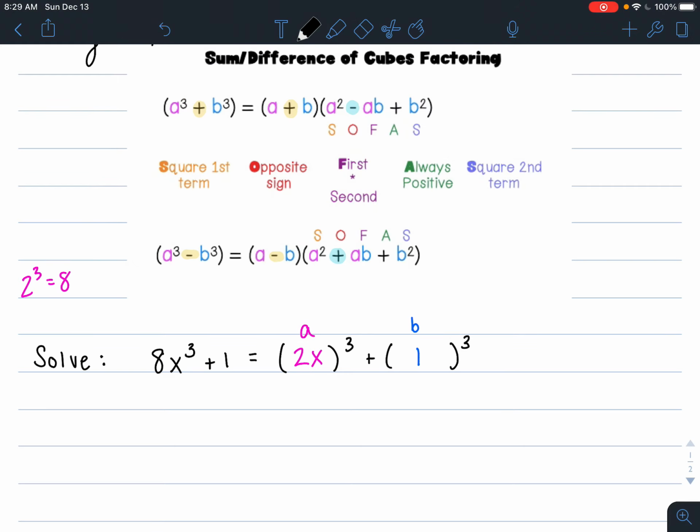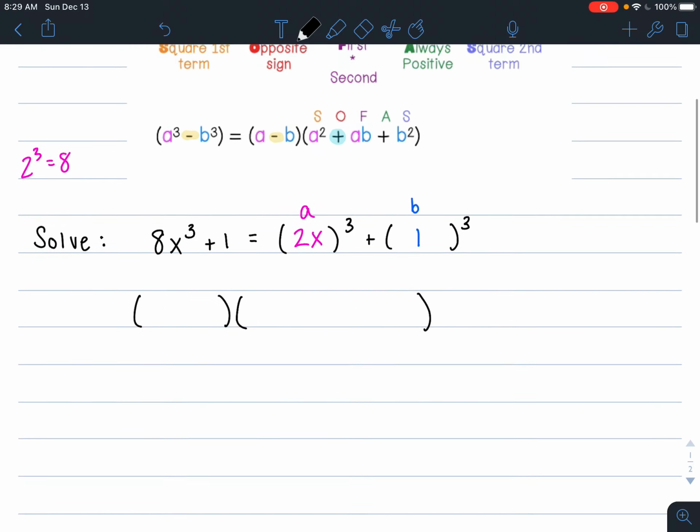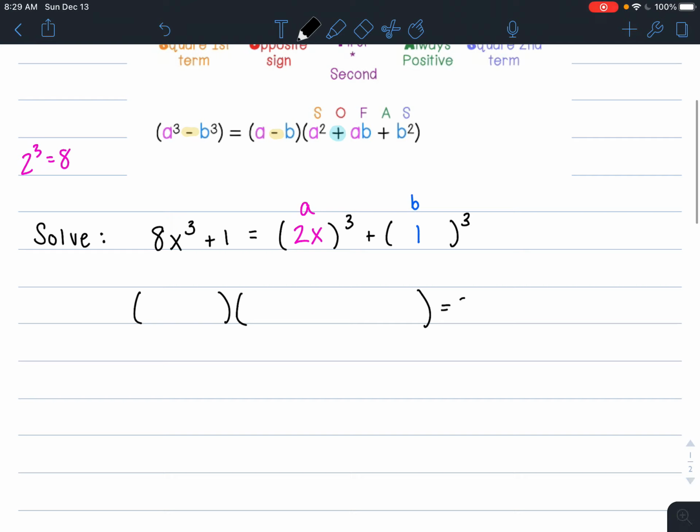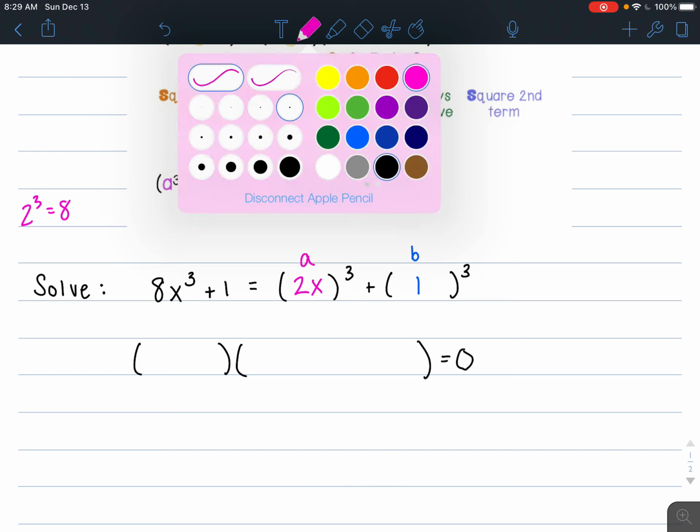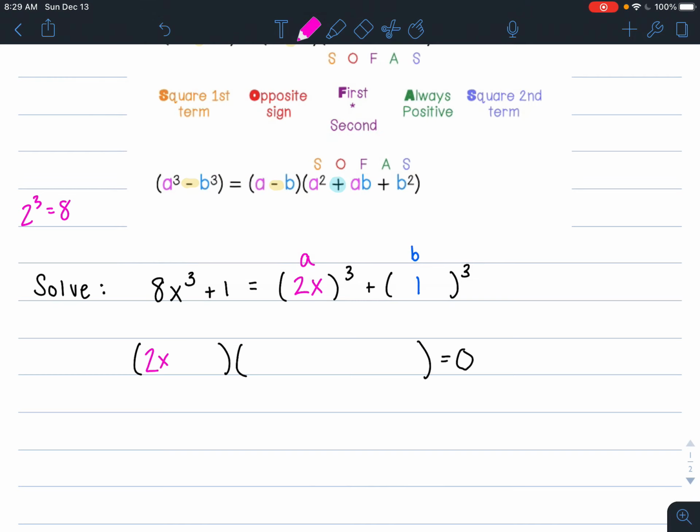So then when I go to factor this, I'm going to set up my little parenthesis set and my big parenthesis set. And I'm going to set it equal to 0 because we are solving. Technically, there should have been an equal 0 in our original problem. I just forgot to write that down. Okay, so my first parenthesis set is going to be a plus b. So it's going to be 2x plus 1.